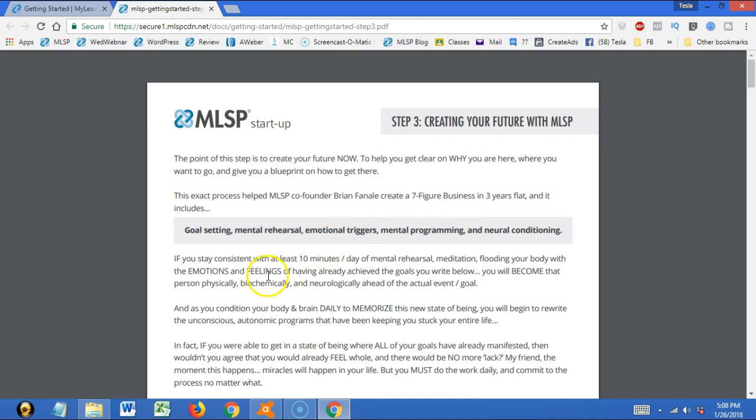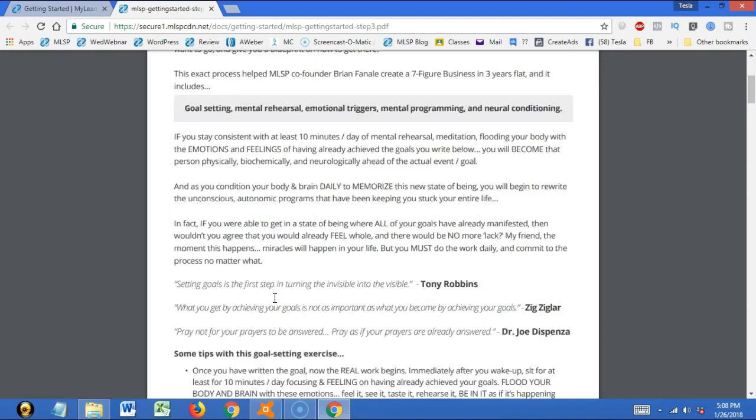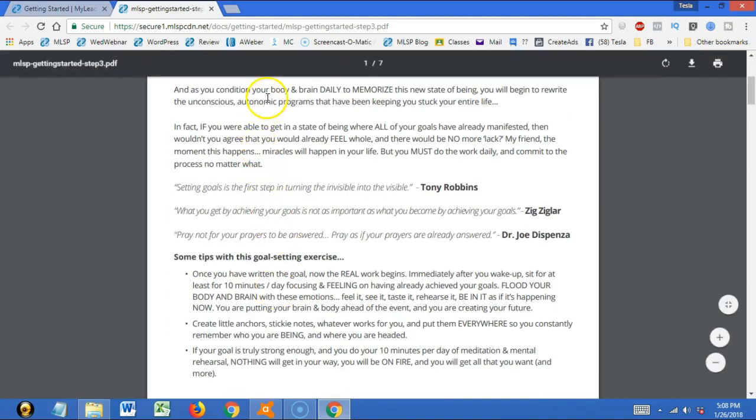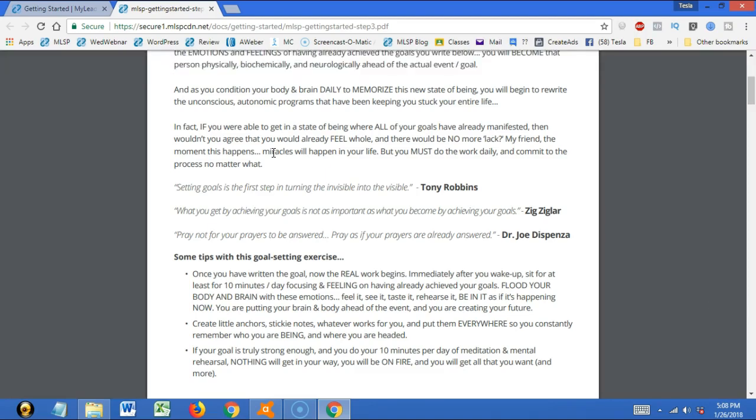If you stay consistent with at least 10 minutes a day of mental rehearsal, meditation, flooding your body with the emotions and feelings of having already achieved the goals you write below, you will become that person physically, biologically, neurologically ahead of the actual event or goal. And as you condition your body and brain daily to memorize this new state of being, you will begin to rewrite the unconscious automatic programs that have been keeping you stuck your entire life.